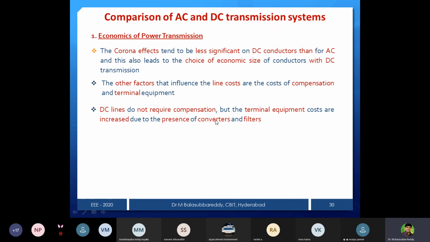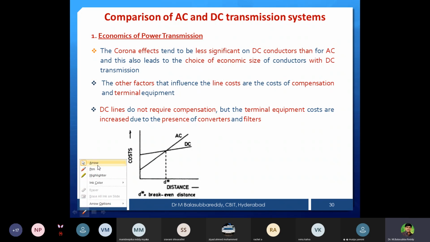That is what I mentioned here. Presence of converters and filters, the cost will increase. So now this is the break even distance. We can notice here the AC as well as DC. Suppose the AC line, you can see cost versus distance. X-axis is distance and Y-axis is cost.